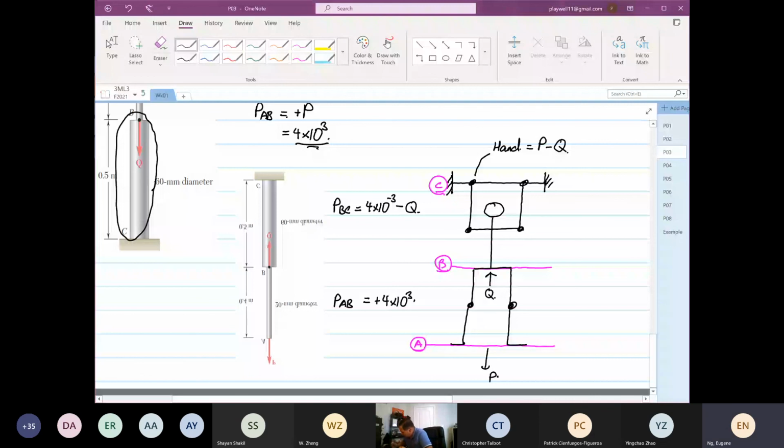Now member AB only feels the what? P only. Because if you look at the knee, the knee is feeling the pull of the force P. But when I push your butt, your knee cannot feel the push of my hand at your butt.